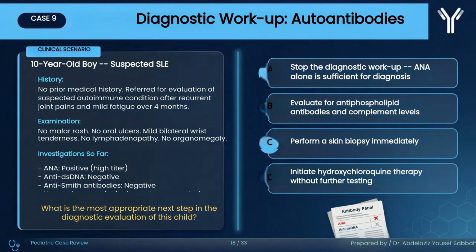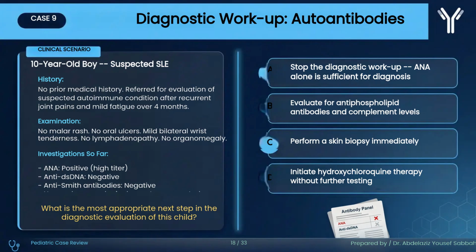Case 9. A 10-year-old boy is referred for evaluation of suspected autoimmune condition after recurrent joint pains and mild fatigue over 4 months. Examination shows no malar rash, no oral ulcers, mild bilateral wrist tenderness, no lymphadenopathy, and no organomegaly.